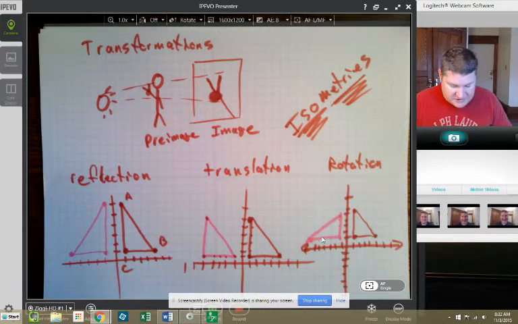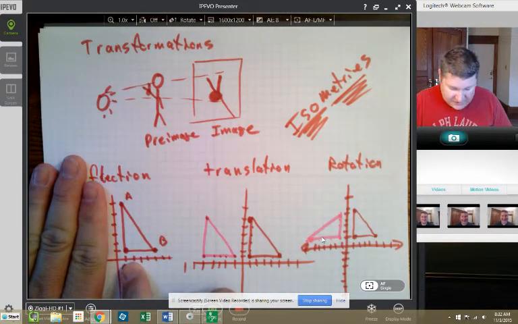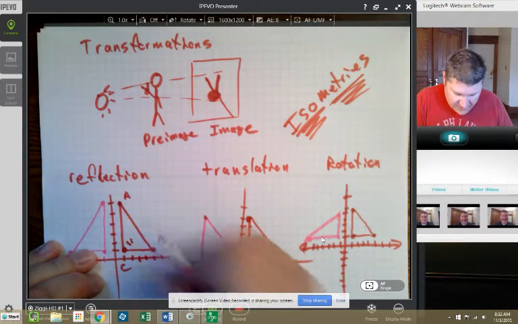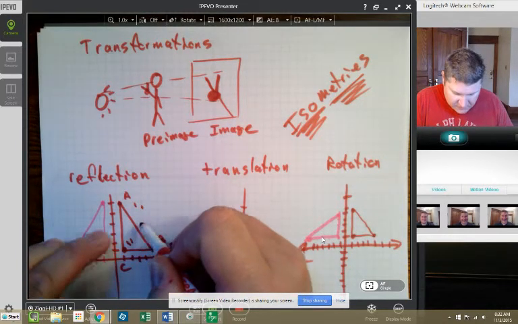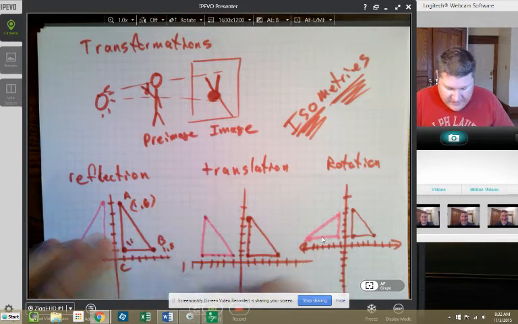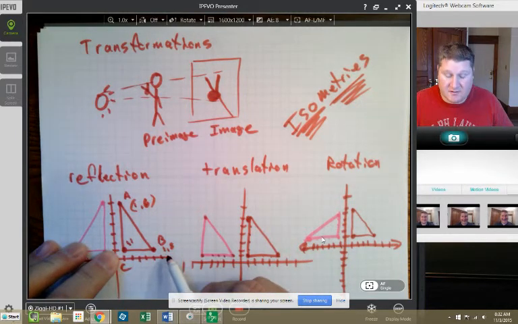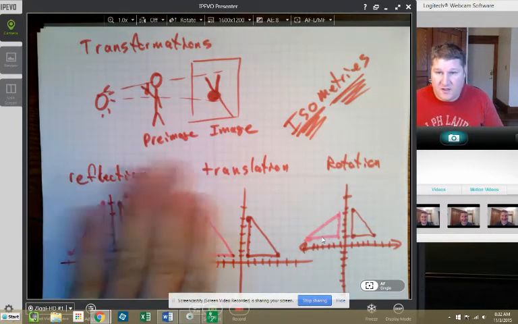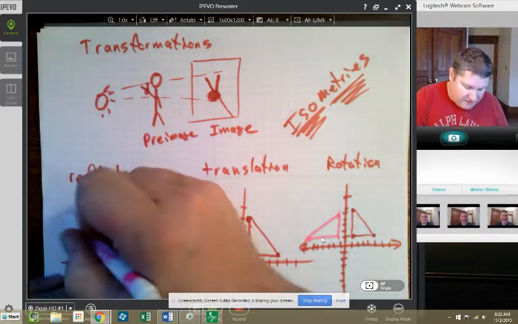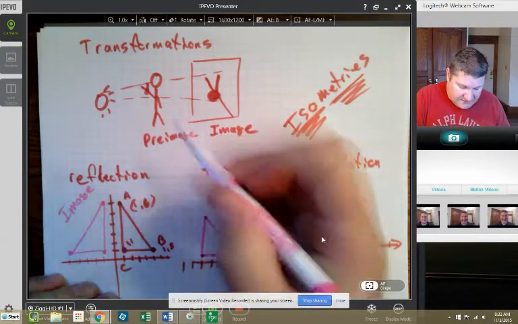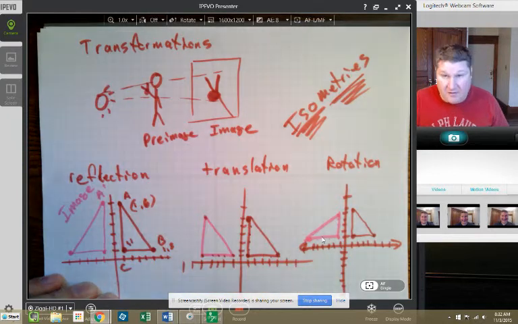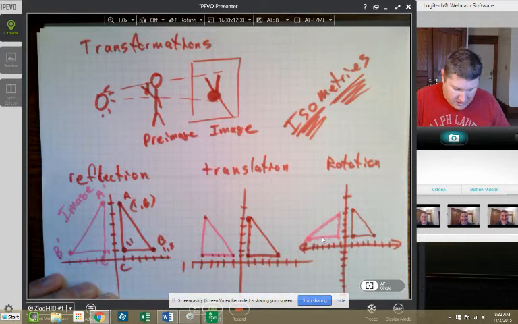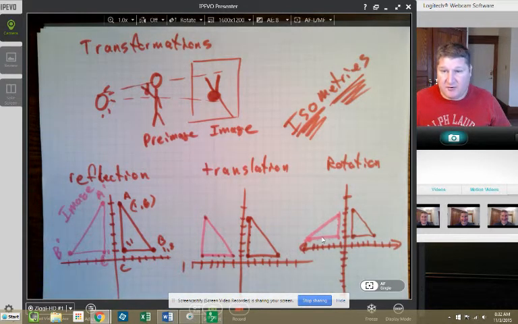Now, the first one is a reflection. So if I'm given this original figure with coordinates at (1, 1), (5, 1), (1, 6), that's my pre-image. That's where I'm starting. Now, if I reflect that across the y-axis, I flip it over, I now have an image. And that image is A, with a little apostrophe above it, A prime is what that's called. B prime, C prime.